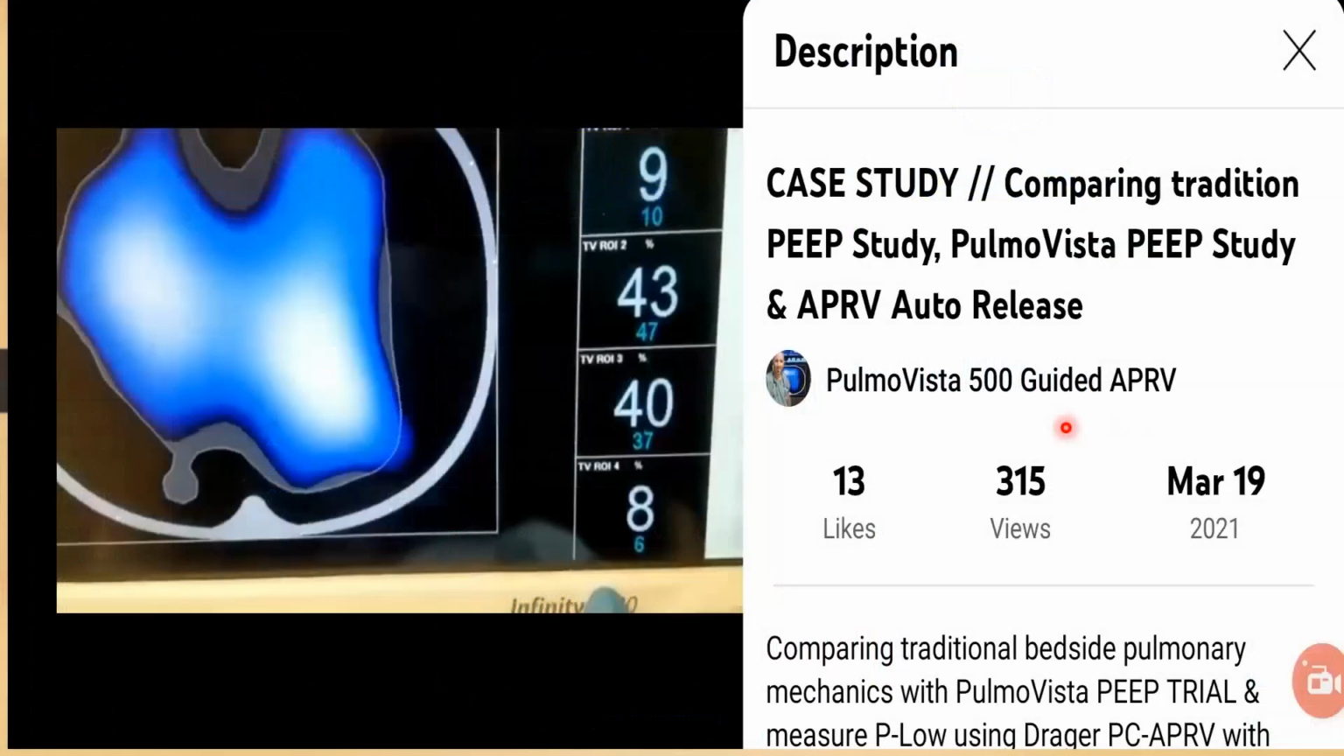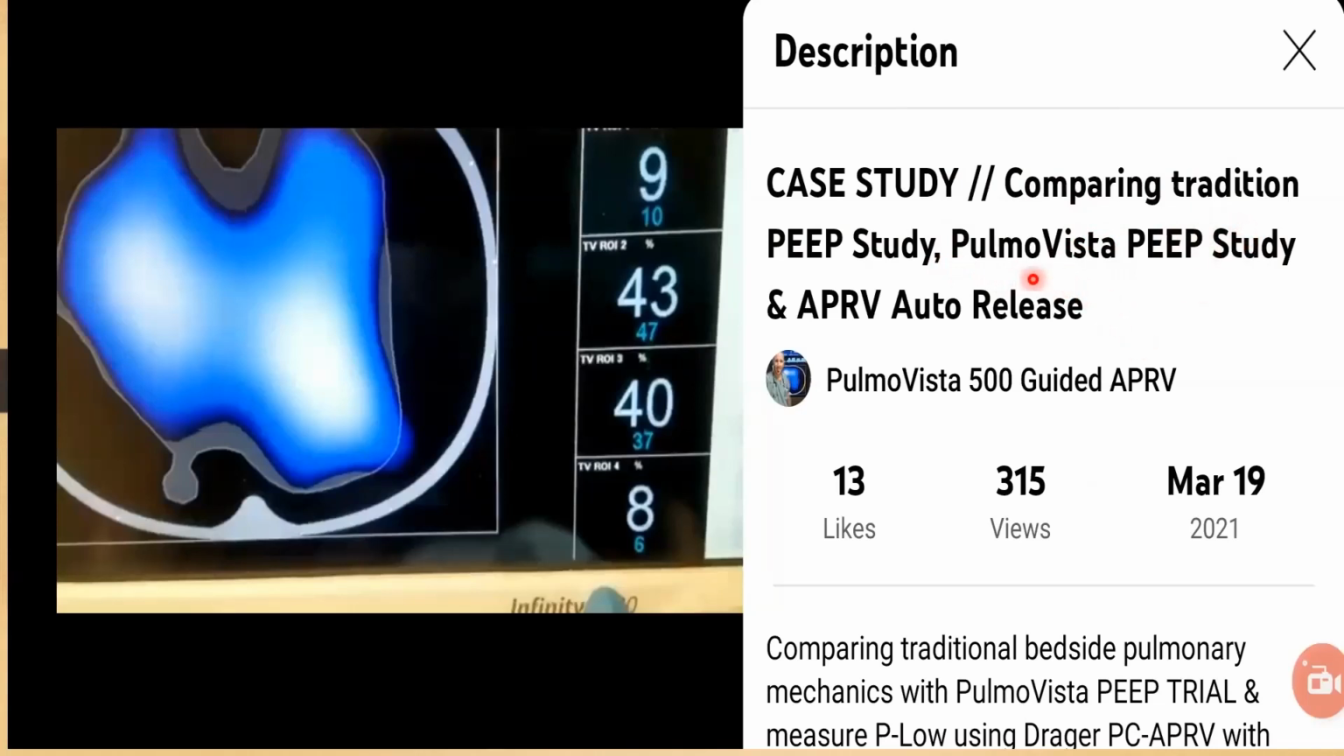Here's a little edit from one of my YouTube videos. So what we do often is, once we do the PulmoVista, we do the traditional PEEP study, where we'll try varying PEEP levels and we'll look at plateaus. We're going to look at the drive pressures. So we do the traditional part. Then after we transition to ACPC and we do the PEEP studies, just like we've seen before, then we do a trial APRV.